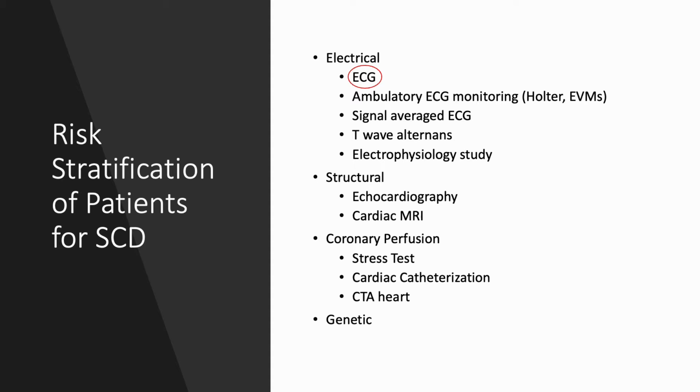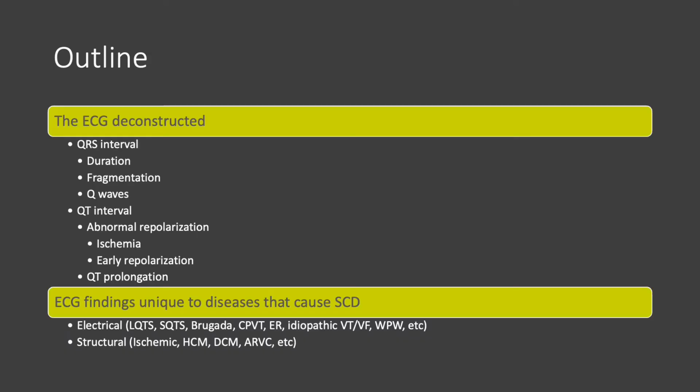So the good old ECG, as we recognize it today, is 120 years old, and it's still an important tool in our risk stratification of patients with sudden cardiac death. I've divided this talk into two parts. The first part is the ECG deconstructed. Here we'll focus first on the QRS interval, and then we'll focus on the QT interval. Afterwards, we'll move on to the second part of the talk, which is ECG findings that are unique to diseases that cause sudden cardiac death.